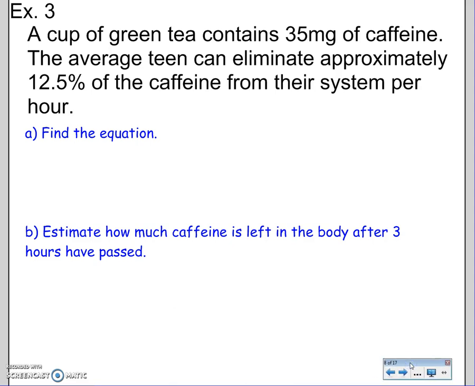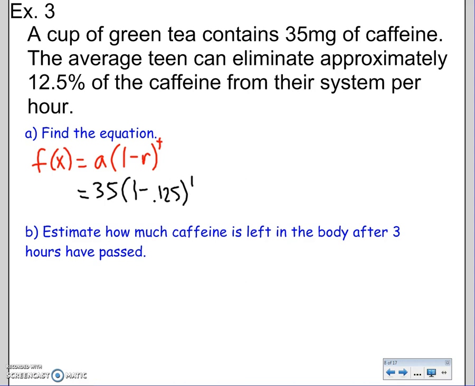So for example, we have a cup of green tea, contains 35 milligrams of caffeine. The average teenager body can eliminate about 12.5% of the caffeine from their system per hour. Let's find the equation. Well, here's where I want to use that, and it's getting rid of it, so it's going to be 1 minus r to the t power. We'll call it x, doesn't matter. All right, A is our starting amount. We started with 35 milligrams, and we're losing 12.5%. Change that to decimals, 0.125 to the t power. I'll call it x. So here's my equation.